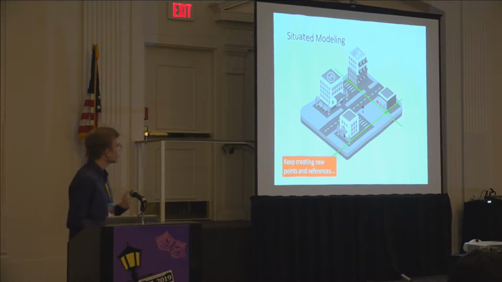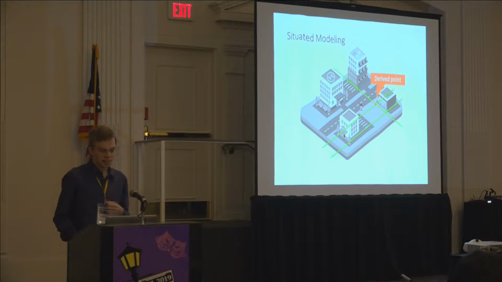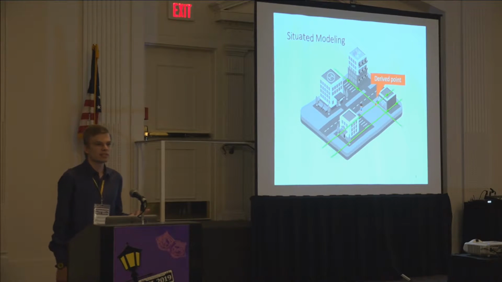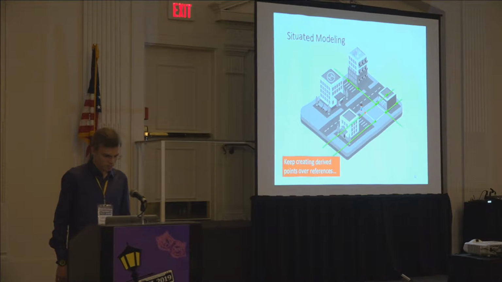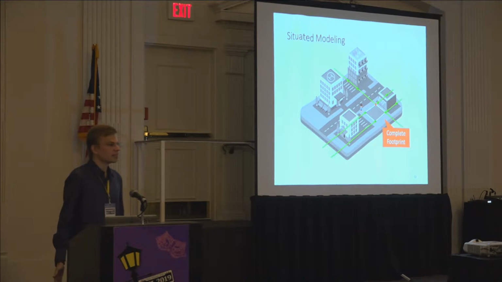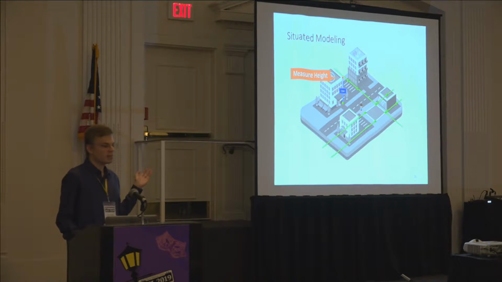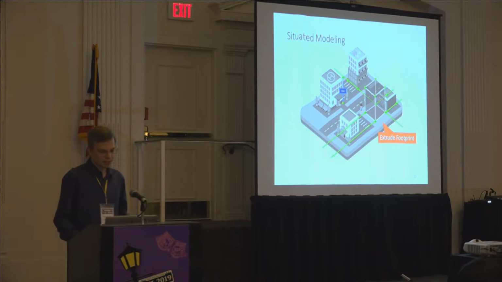Then they can keep creating references as many as they please, and once they have everything they need, they can start creating derived points over these references to define the footprint of their model. Once they have completed the footprint, they will probably want to transform this into a volume. They could create some points on a neighboring building, measure its height, and then apply it to the footprint, apply an extrusion to it. In the end, the user would be able to visualize their model aligned with the real environment.